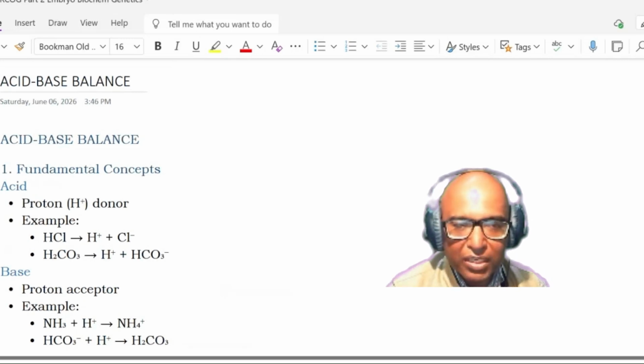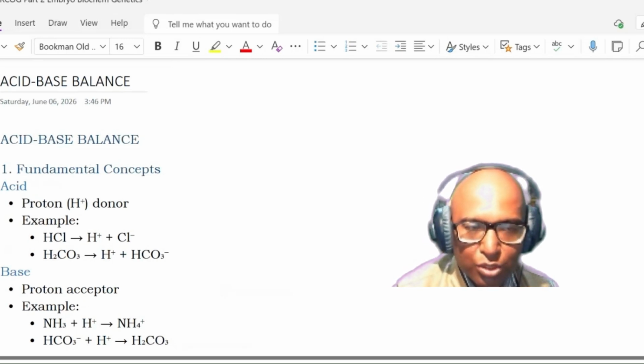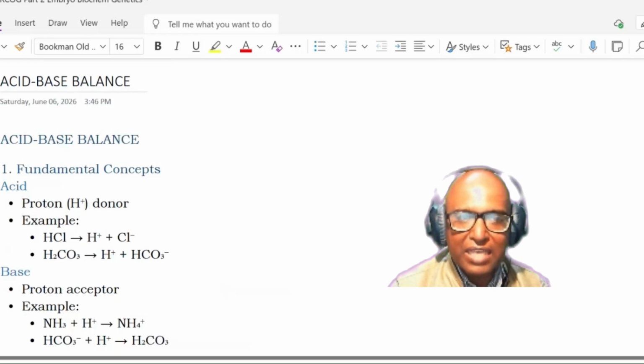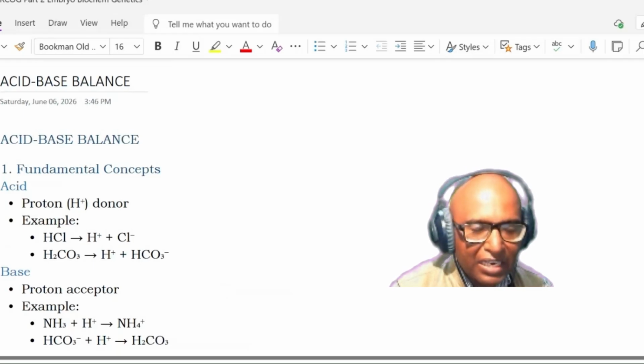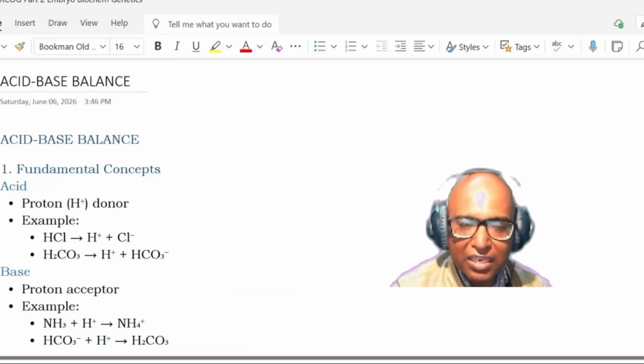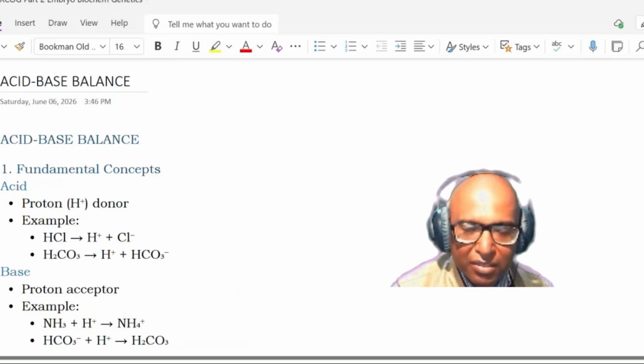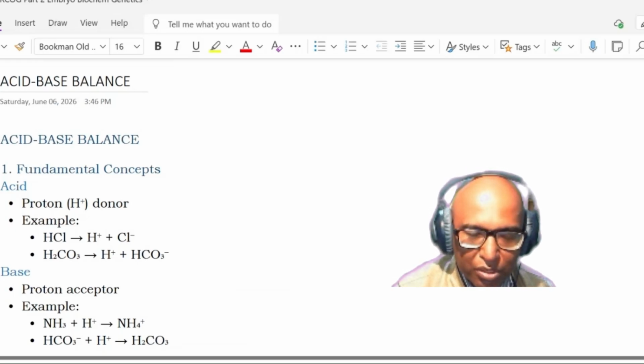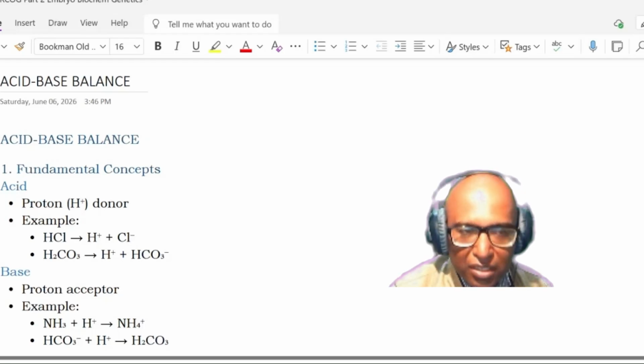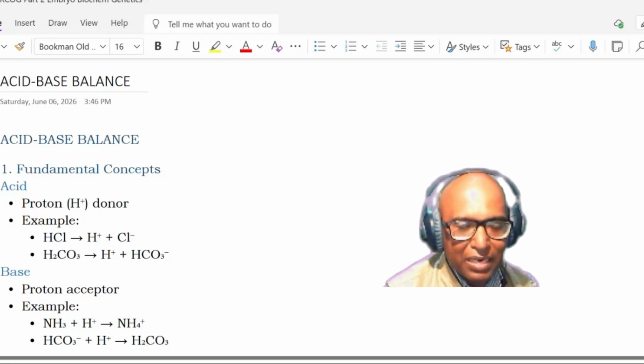Welcome all. We continue with our session today, and today's topic for the discussion is acid-base balance. This is a very high yield topic for the examination, and there are always SBAs, and even in part two there are EMQs on this particular topic. So we will discuss acid-base balance.